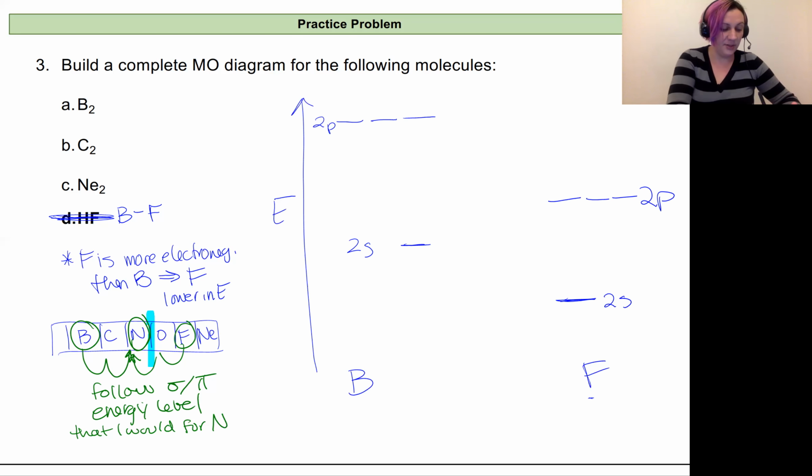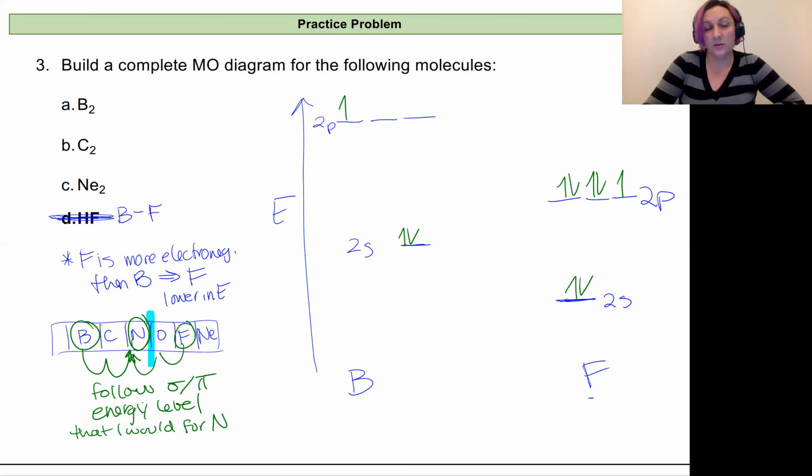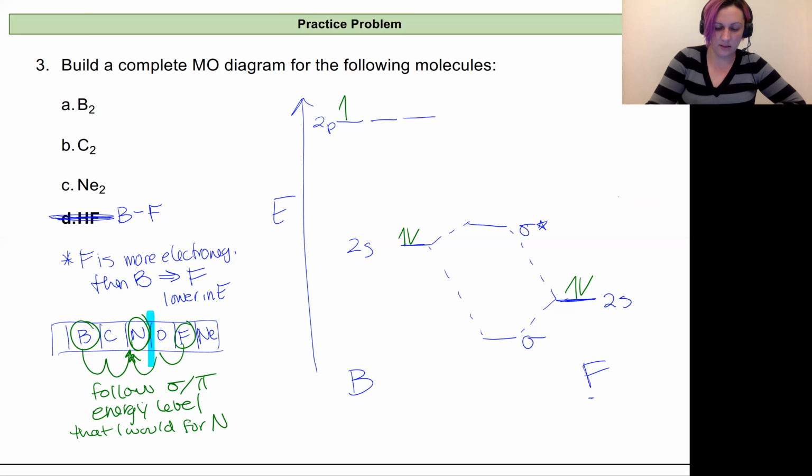Once I have that, I'm going to put in my atomic orbital diagram electrons. So for boron, it has 3: 1 in the p, 2 in the s. Fluorine, though, has 7. So quite a bit more. All right, let's build this MO diagram with these different energies. My s orbitals are going to overlap and combine in a way that's going to form a bonding sigma orbital here and an antibonding sigma orbital right there. I'm going to move this just a little bit here to make a little bit more space for myself.